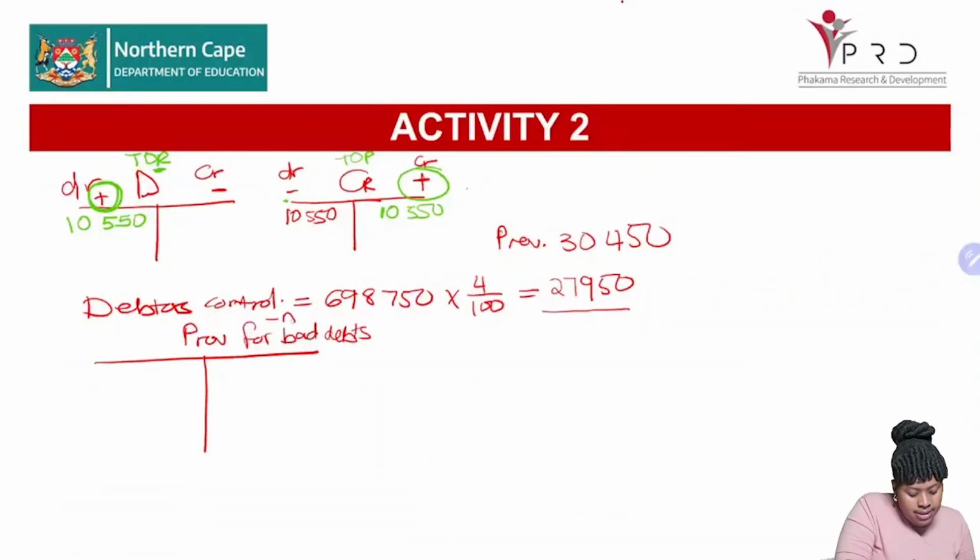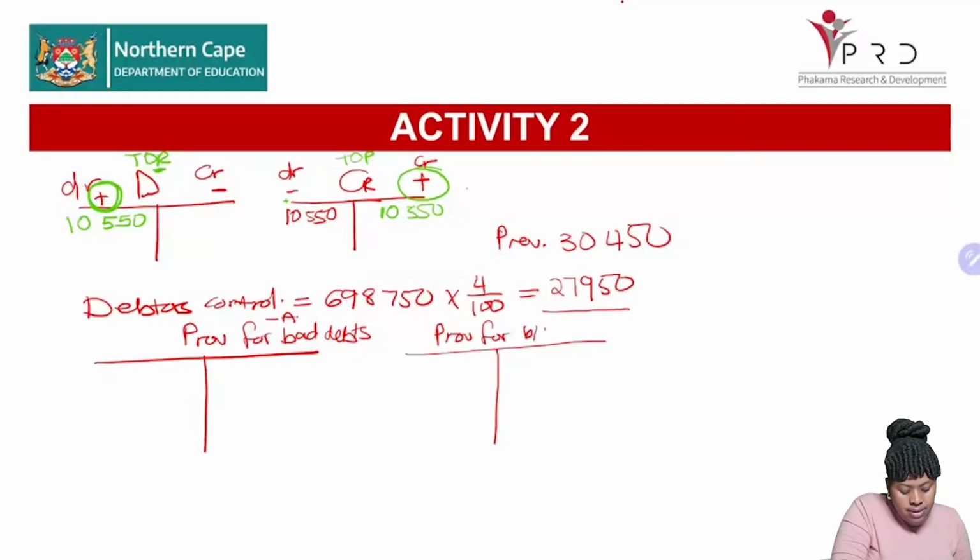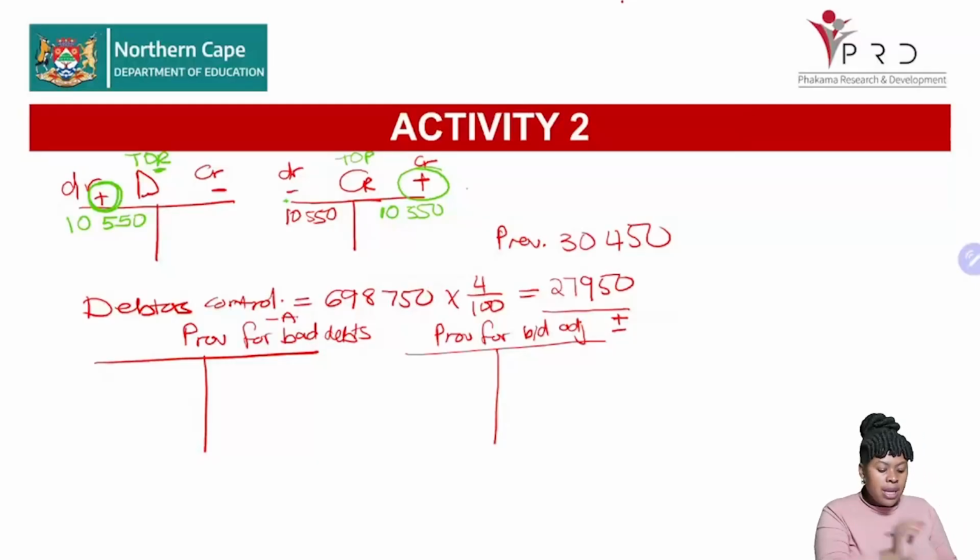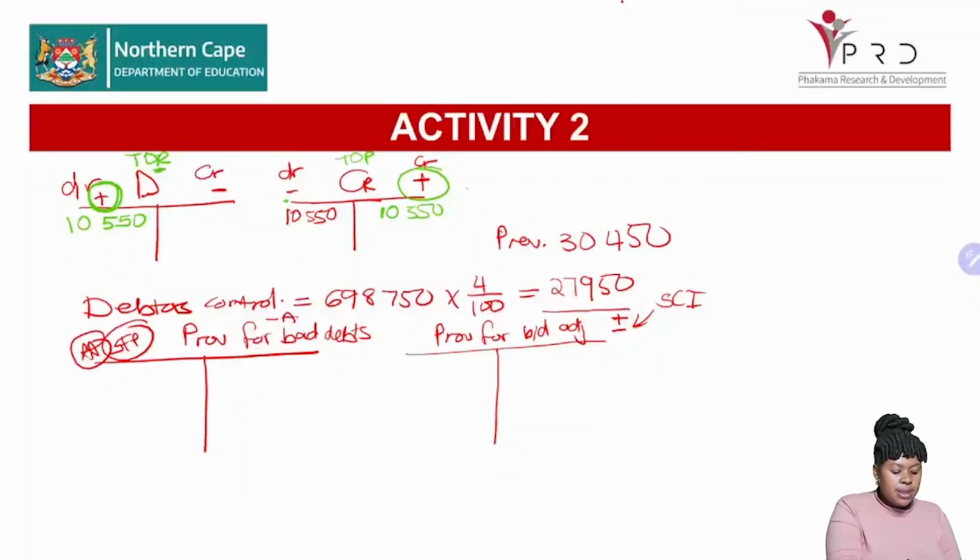It's a negative asset. And then we have our provision for bad debts adjustment. And this is a profit or income or an expense account, depending on the need for the provision for bad debts. It's a negative asset, so this one we show in the statement of financial position. And this one, because it's an income and expense, we show in the statement of comprehensive income. So in this case, this is what we have.